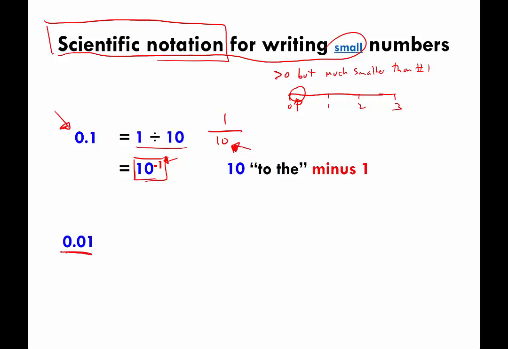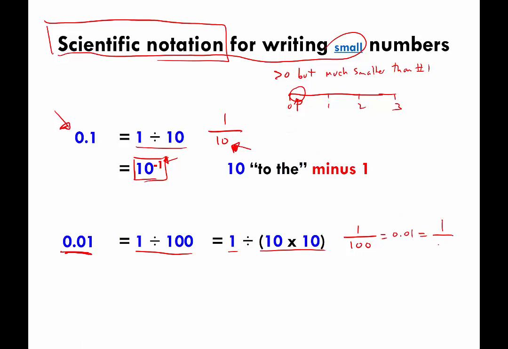The number 0.01, you can test this out on your calculator. Another way of writing 0.01 is to call it 1 divided by 100, which is also 1 divided by 10 times 10, because we already said that 10 times 10 is 100. So another way of writing this is 1 divided by 100 is equal to 0.01, and that is also equal to 1 divided by 10 times 10.